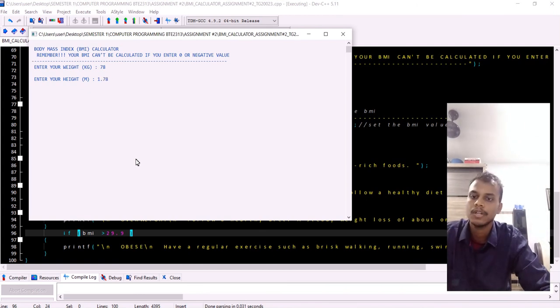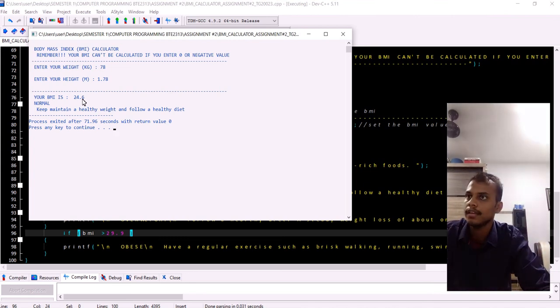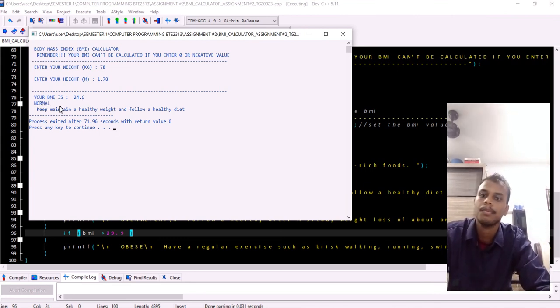So now I enter my weight and height: 78, and my height is 1.78. When I enter, it calculates my BMI. Your BMI is 24.6, normal. Keep maintaining a healthy weight and follow a healthy diet. And I guess this is the output that we expected.